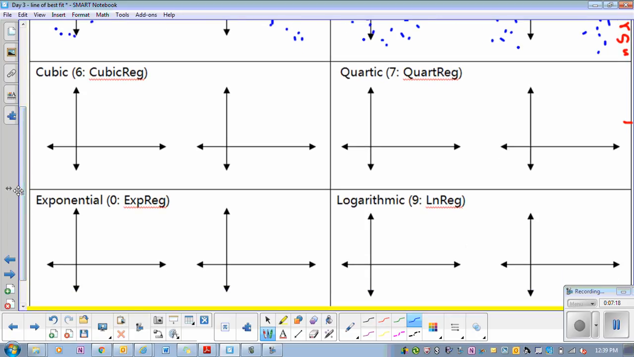All right. Let's look at cubic reg. Cubic reg is x to the third. And so, guys, x to the third means that the maximum number of turns this can have is one less than the degree. So it's 2, right? You could have something like that.